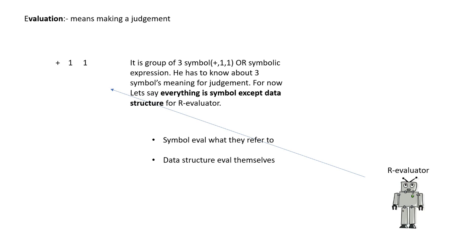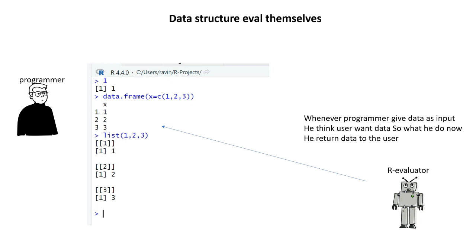So for now, let's say everything is a symbol except a data structure. Symbols eval to what they refer to, and data structures eval to themselves. Suppose you give the data as an input to the R console. Whenever the R evaluator sees this data as an input, it thinks that the user wants the data. So what it does is return the data to the user.